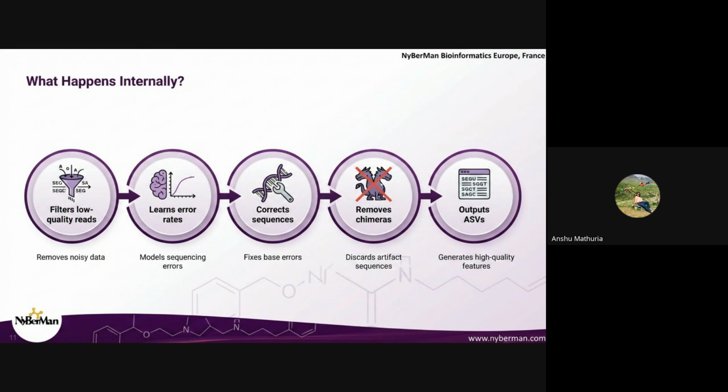that will be present in a file. We know that it will generate different files, right? One will be the statistics file, one will be the feature table file, and one will be the sequences file. So that will have our output ASV sequences, and that will be a properly corrected sequence for each and every sample.